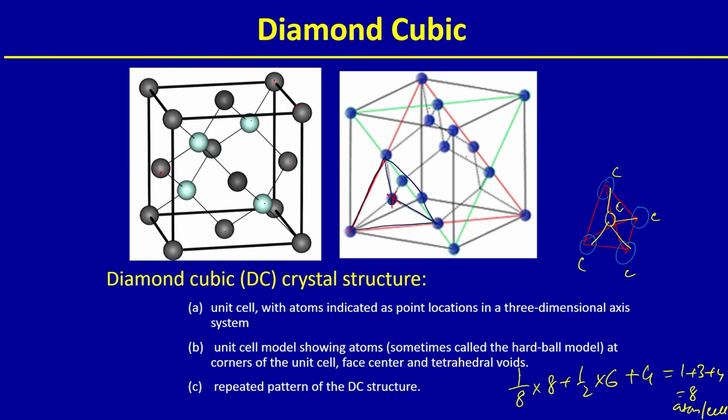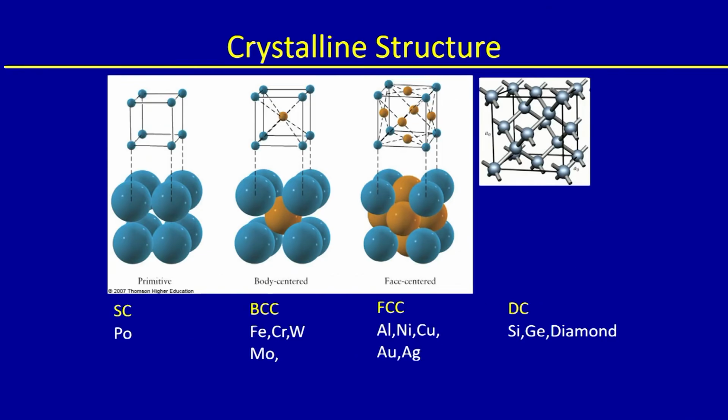See, if I have to put this together in one platter, how will it look? First one is a simple cubic structure, second one is a body centered cubic, third one is a face centered cubic, and the last one is a diamond cubic structure. It is clearly shown that in simple cubic structures atoms are present only at the corners. The best example is polonium, the only such metal in the periodic table. Body centered cubic structures have an atom at the center of the cube. Examples are many important metals like iron, chromium, tungsten, molybdenum.